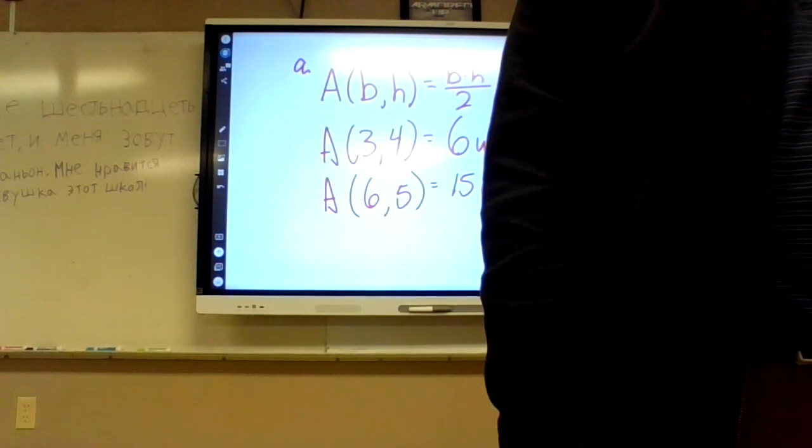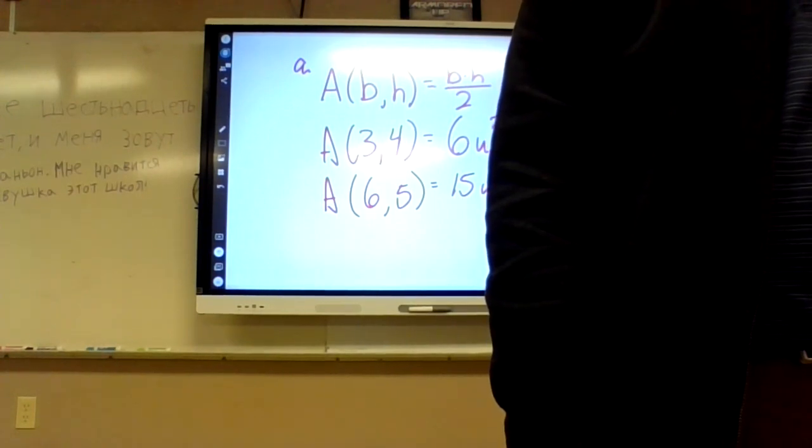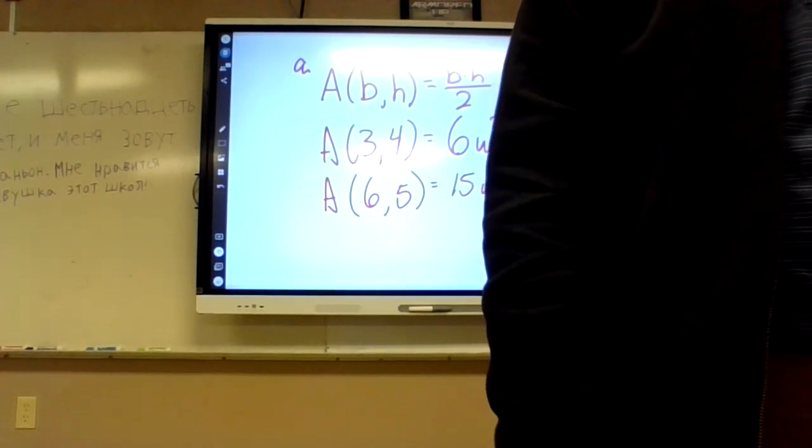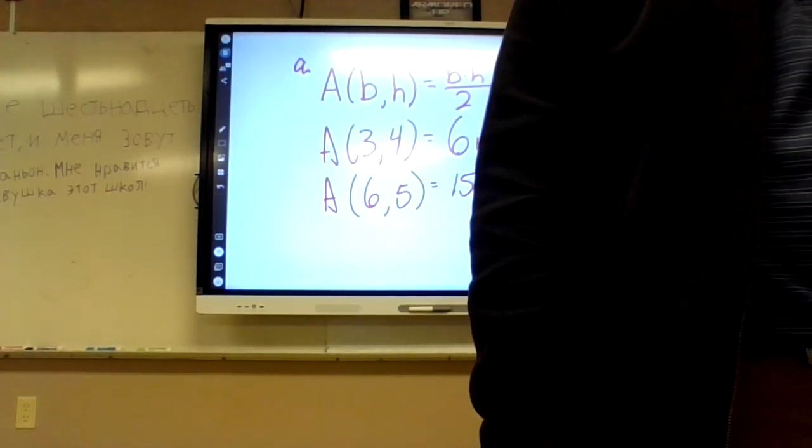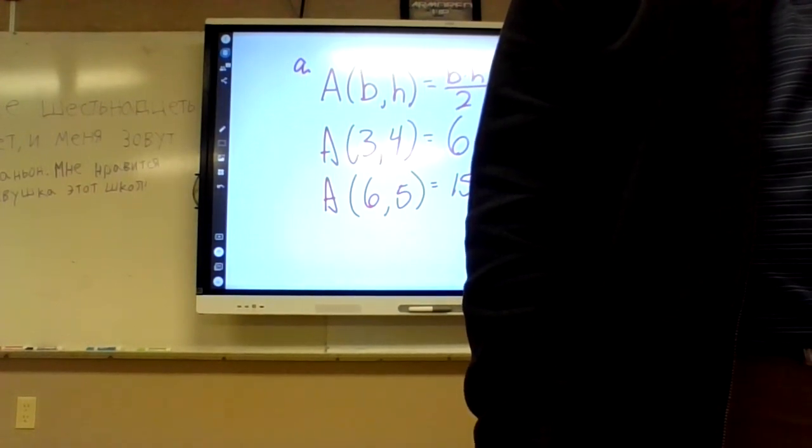Draw the curve of constant area, BH equals 3, in a BH plane. Oh, that's C. What does that mean? Good question.